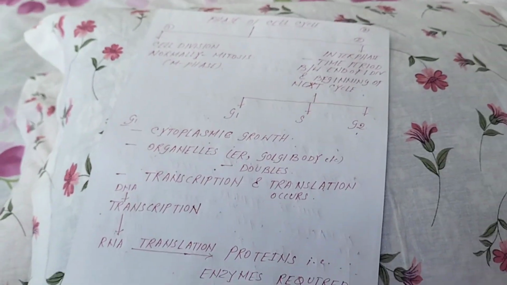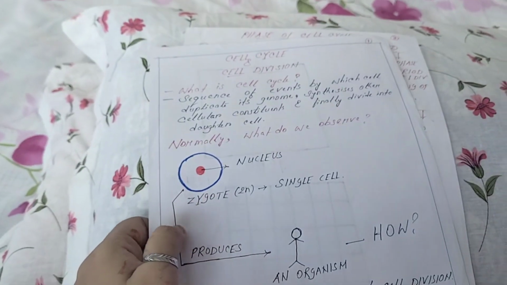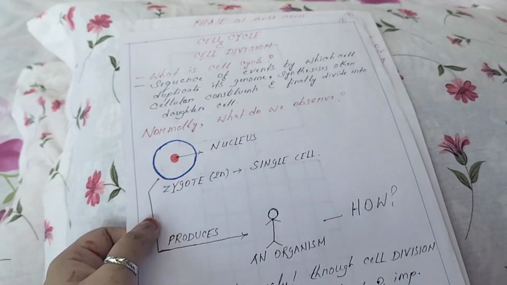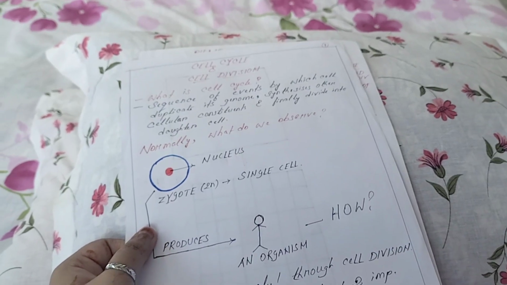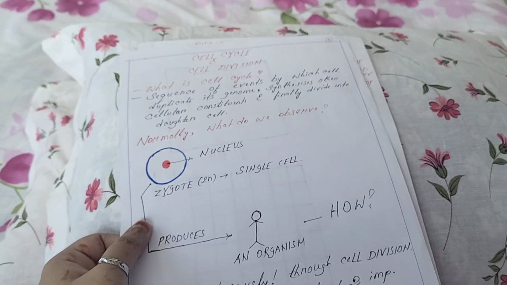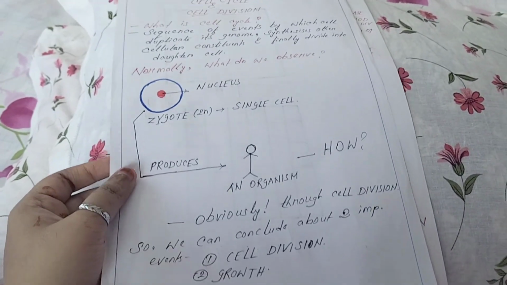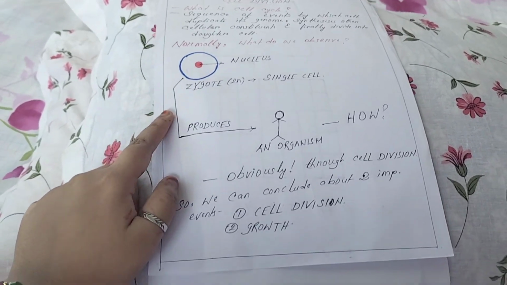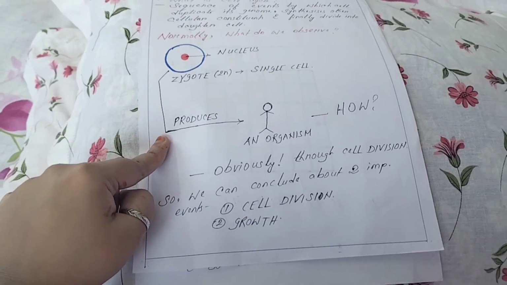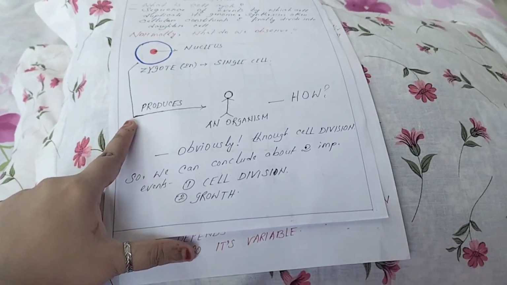So let's summarize what we have learned today. So we have learned about cell cycle. Cell cycle means the sequence of events by which cell duplicates its genome, synthesizes other cellular constituents, and finally divides into daughter cells. So we have observed a single cell zygote undergoes division in order to produce a complex organism like human beings, okay, by cell cycle and growth.